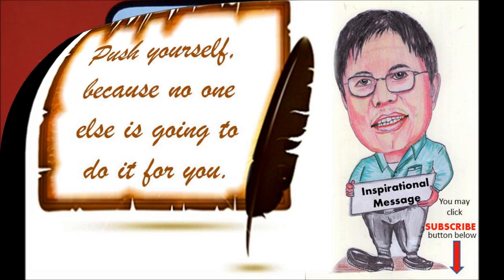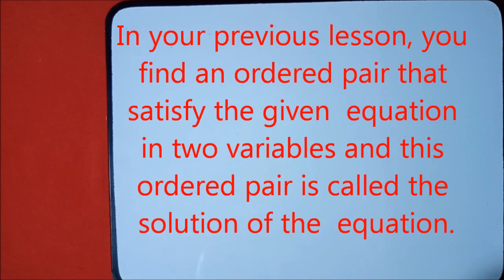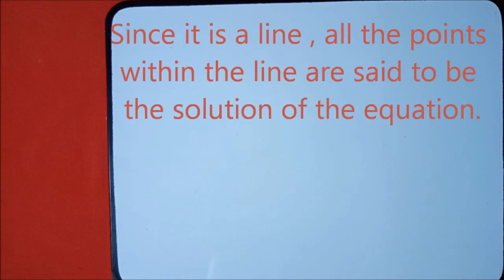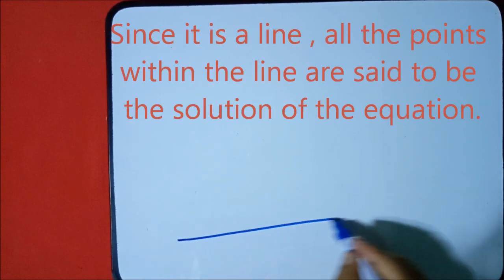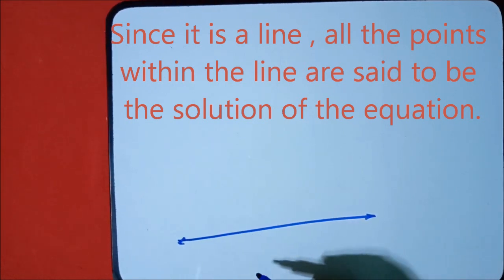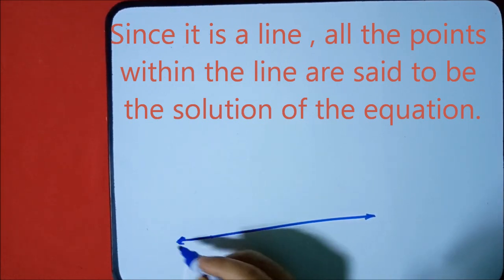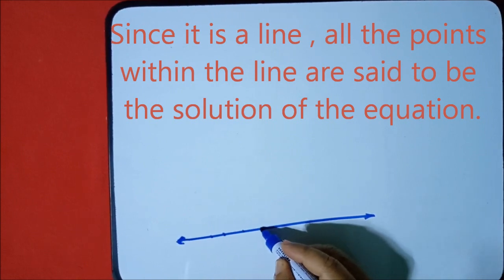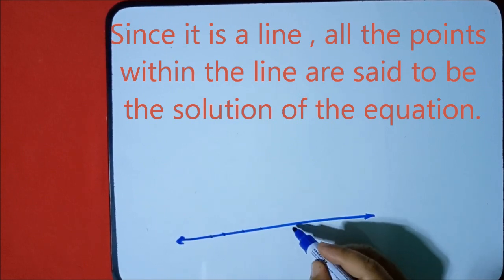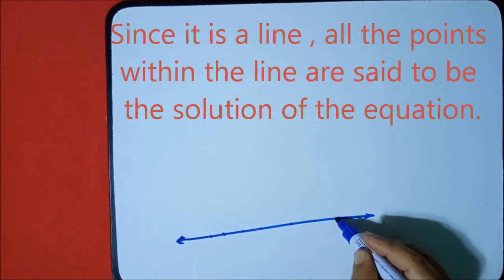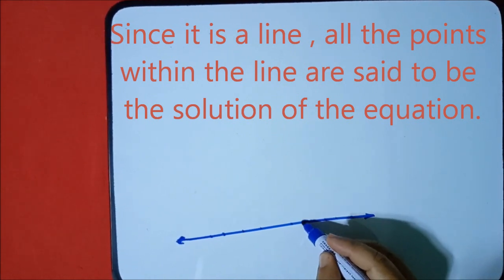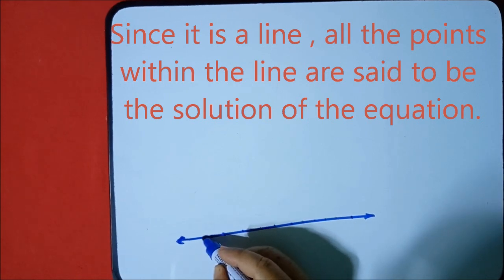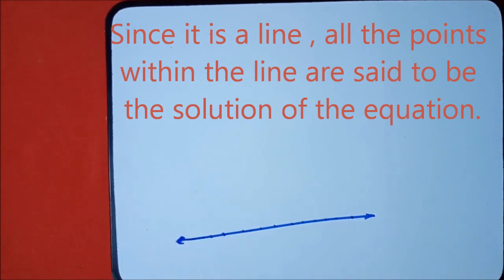Okay? In your previous lesson, you find an ordered pair that satisfies the given equation in two variables. And this ordered pair is called the solution of the equation. Since it is a line, all the points within the line are said to be the solution of the equation. Lahat ng points na nasa line ay solution of the equation.